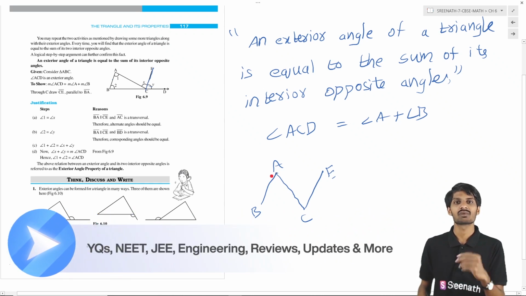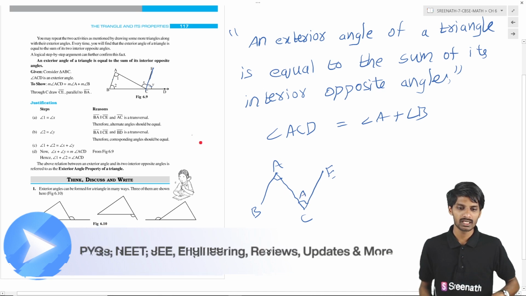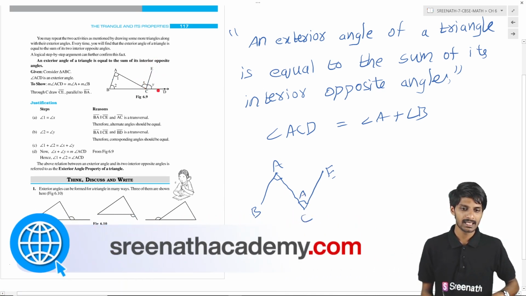We know from the previous chapter, whenever there are two parallel lines and there is a transversal, alternate interior angles are equal. So here the interior angles are this and this. So these two angles are equal. So angle A is equal to this angle A. So at angle ACD, here it is angle A, that x equals angle A. Now this is one diagram.